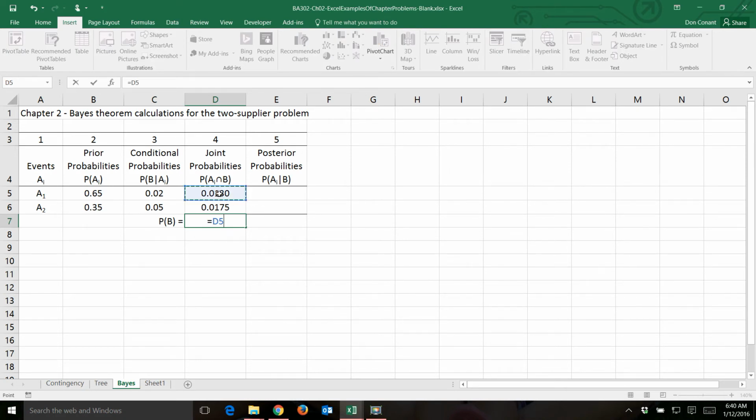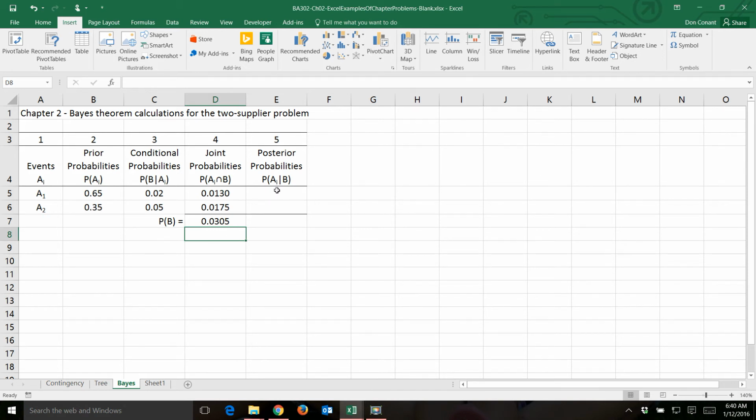The probability of a bad part from supplier A1 plus probability of a bad part from supplier A2 gives us the probability of a bad part from all of our suppliers, 0.0305. So just over 3%.